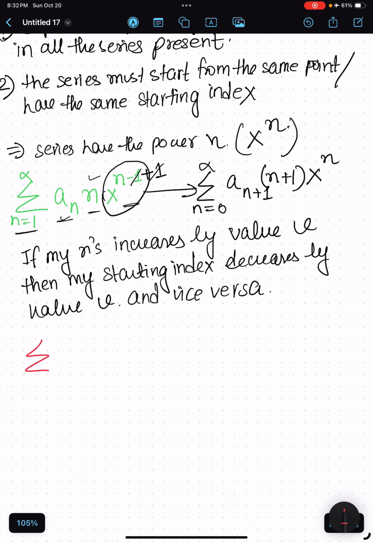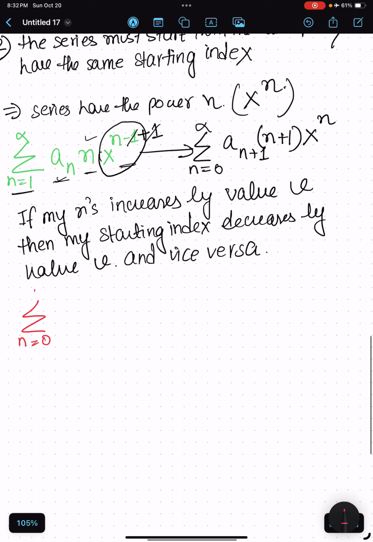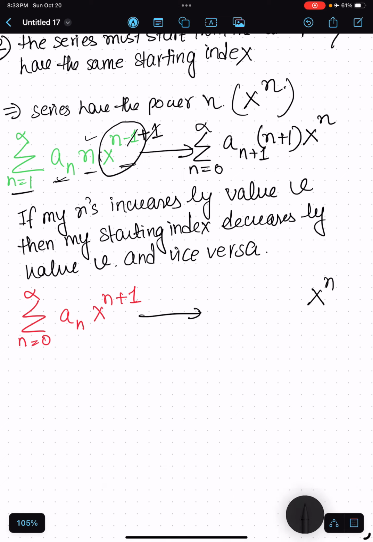So I have summation n is equals, so over here, 0 to infinity, and then I have a sub n x^(n+1). Now I want to transform this to x to the power n, just like we did for our previous one. And notice over here, we are doing the exact opposite. All we gotta do is subtract 1 from this.